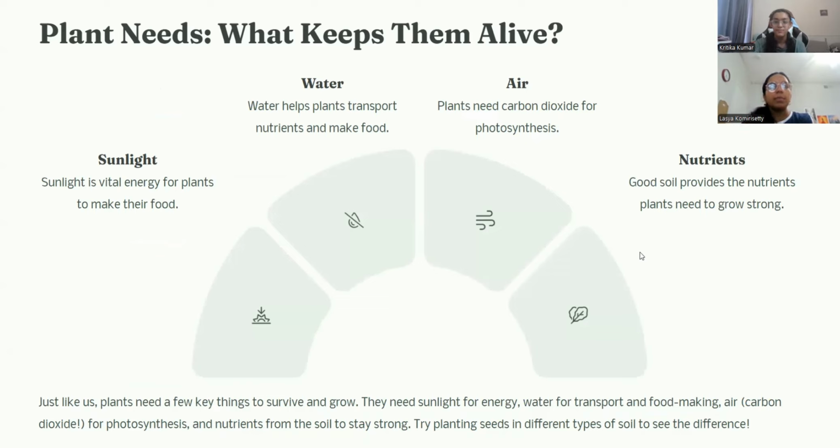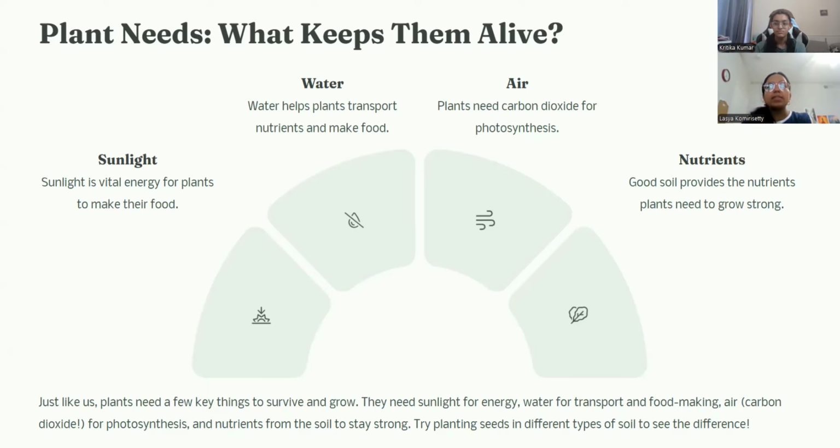Now we're going to talk about the plant's needs. So, what keeps them alive? The sunlight. Sunlight is vital for energy for plants to make their food. Like we talked about before, chlorophyll helps attract sunlight and use it to make food for the plants. Water. Water helps plants transport nutrients and make food. The water is collected from the roots and then later transported to make food.